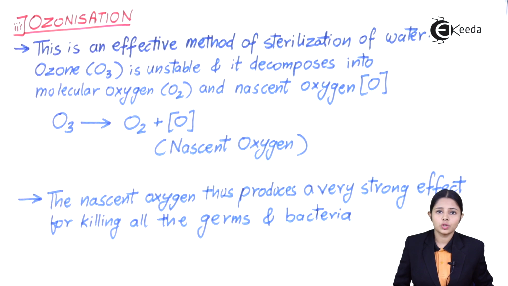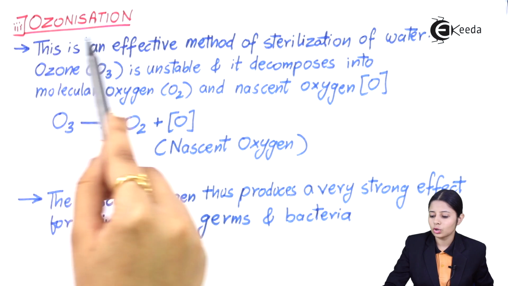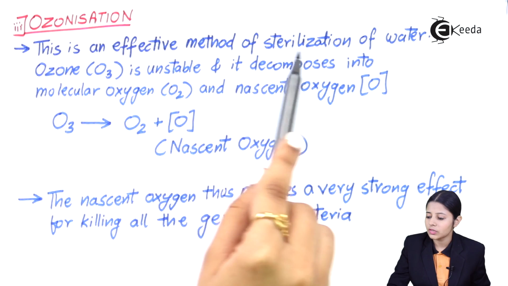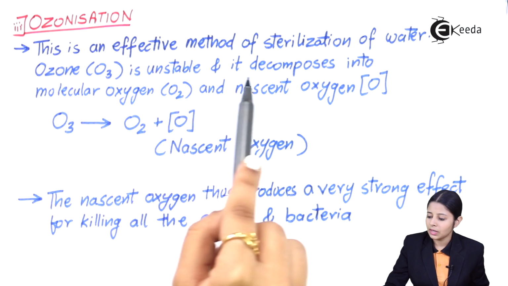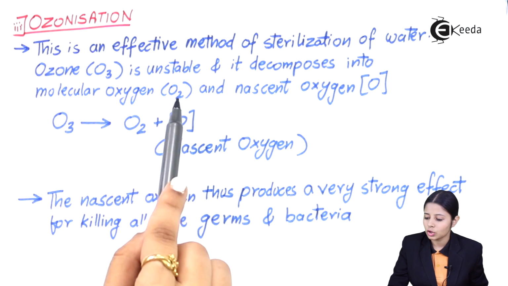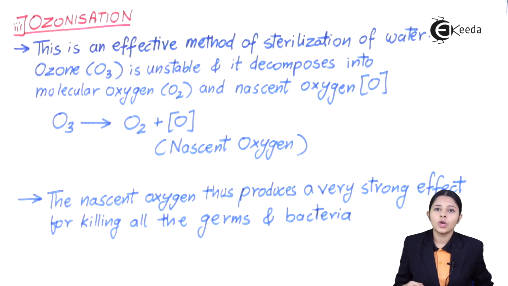The first sterilization method that we are going to see today is ozonization. So what is ozonization? It's an effective method of sterilization of water. Ozone is O3, is unstable, and it decomposes into molecular oxygen O2 and nascent oxygen O. We always know that the most stable form of oxygen is its molecular form, O2, but it also has some unstable forms, for example O3, that is ozone, and single O, which is nascent oxygen.